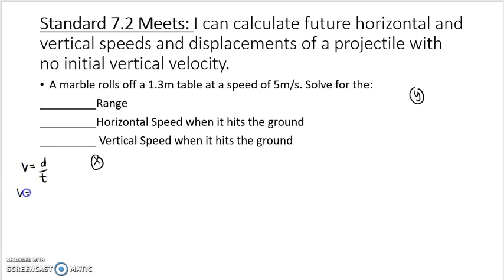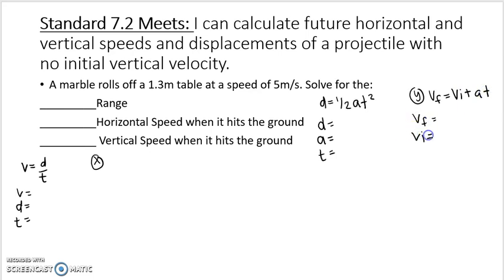The first thing I'm going to do is list all my different variables for each equation. On the Y side, we can use D is equal to 1/2 AT squared, and I'll list all my variables. We can also use VF equals VI plus AT. Again, list all your variables. By listing your variables, you put yourself in a position to be able to determine what am I looking for and how can I solve for it.